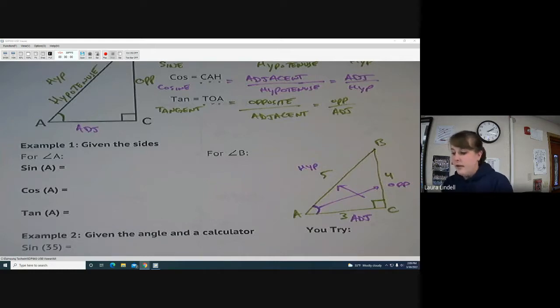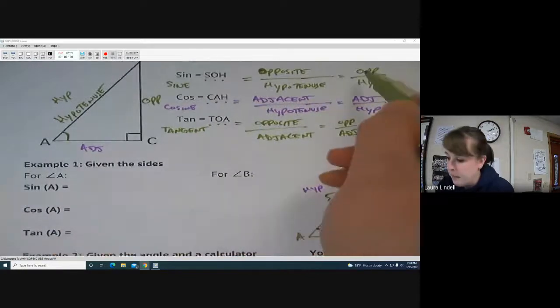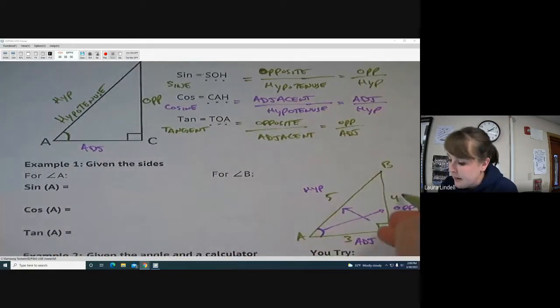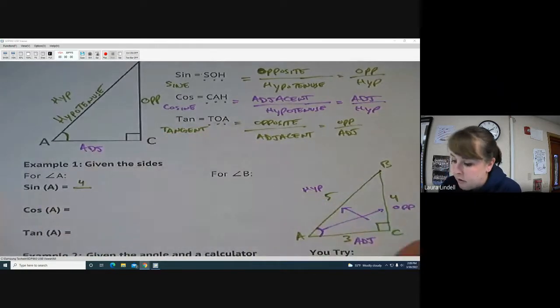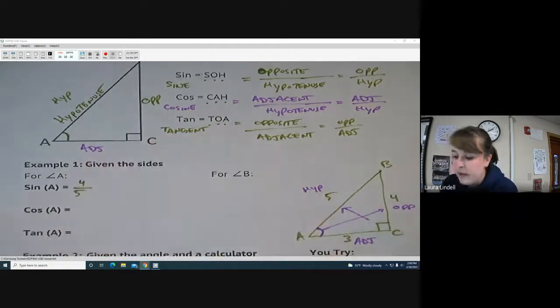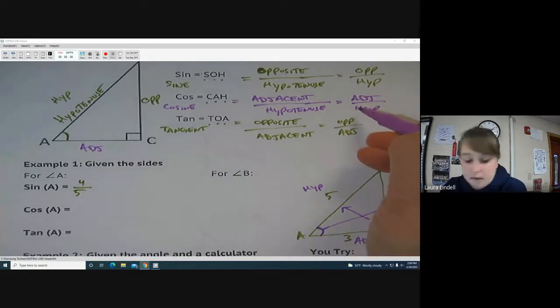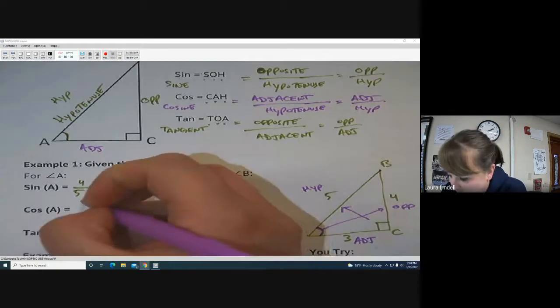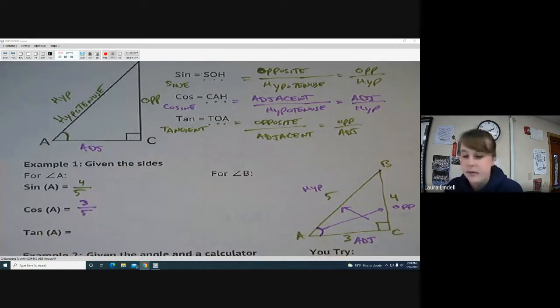So now all I have to do is go, okay, sine was opposite over hypotenuse, right? That was up there, yep, opposite over hypotenuse. So I take the length of the opposite side, which was 4, and I put it in a fraction over the hypotenuse, which was 5. That's the sine of angle A, 4 over 5. And that's the answer. Or cosine of A. Well, that would be adjacent over hypotenuse. So I go find my adjacent side, which was 3. And the hypotenuse was still 5. So 3 over 5 would be the cosine of A.